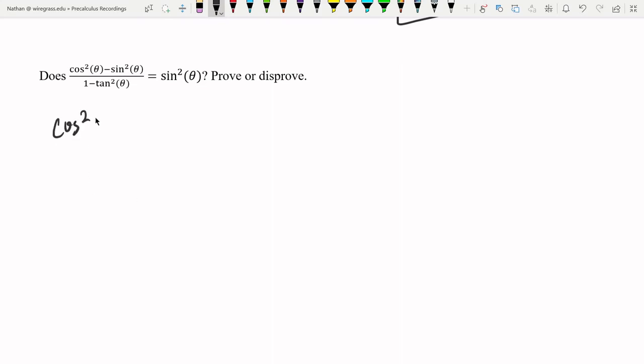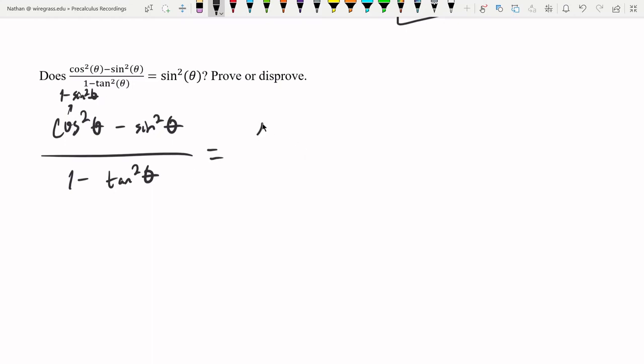So I get cosine squared theta minus sine squared theta over 1 minus tangent squared theta. And cosine squared minus sine squared, this is almost a Pythagorean identity. It's actually cosine squared plus sine squared. So I can't make that immediate change to just being 1 on top. But since I want sine squared, I'm going to change cosine to sine using the Pythagorean identity. This is the same thing as 1 minus sine squared. So we have 1 minus sine squared theta minus sine squared theta.